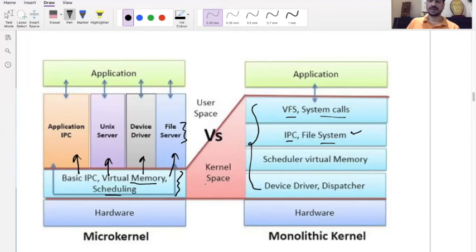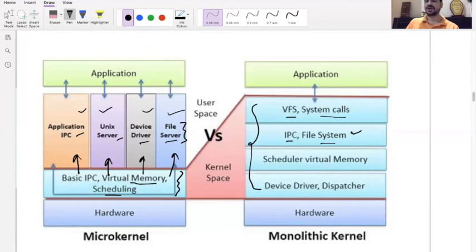Instead, use the microkernel. The advantages are that the application IPC, the Unix server, the device driver, and the file servers we can manage independently. If you want to add something, you can add it. If you want to correct something, you can correct it. Because all these modules are independent, management will be very easy. But in the monolithic kernel it is a part of the kernel, so we cannot change the kernel actually. It will be changed only when we install a new version of the operating system. Otherwise, it is not going to change.